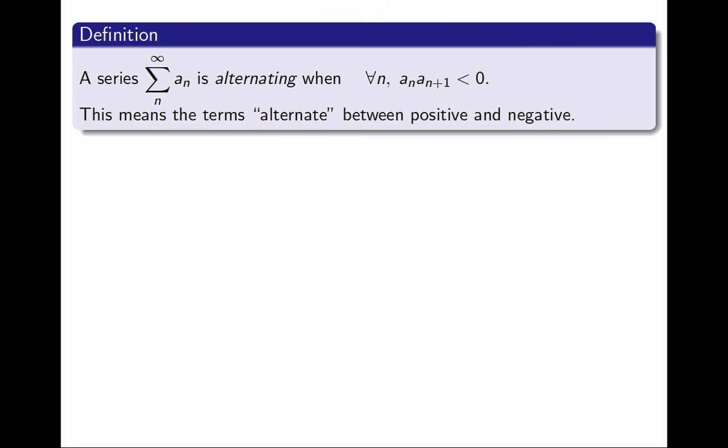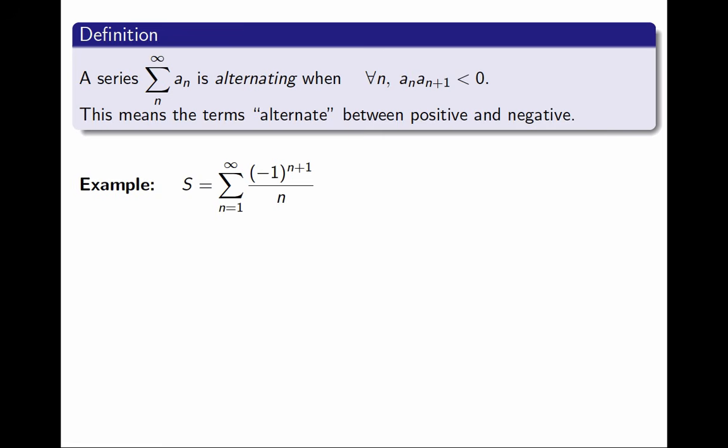For example, here is probably the best known alternating series. The sum from n equals 1 to infinity of minus 1 to the n plus 1 over n. The signs that change from positive to negative, we normally represent them by minus 1 to the n or minus 1 to the n plus 1.